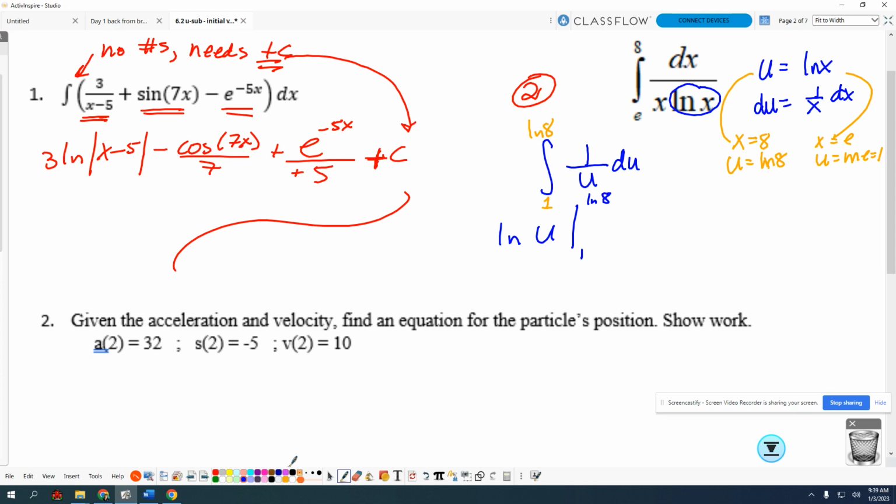So Anna, what now? ln of 8 minus ln of 1. What is ln of 1? 0. Can we simplify ln of 8 at all? Yeah. What would ln of 0 be? Undefined. Can't do it.